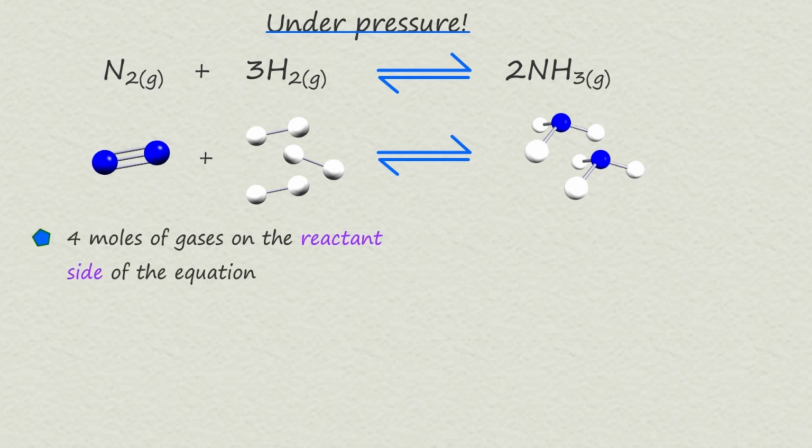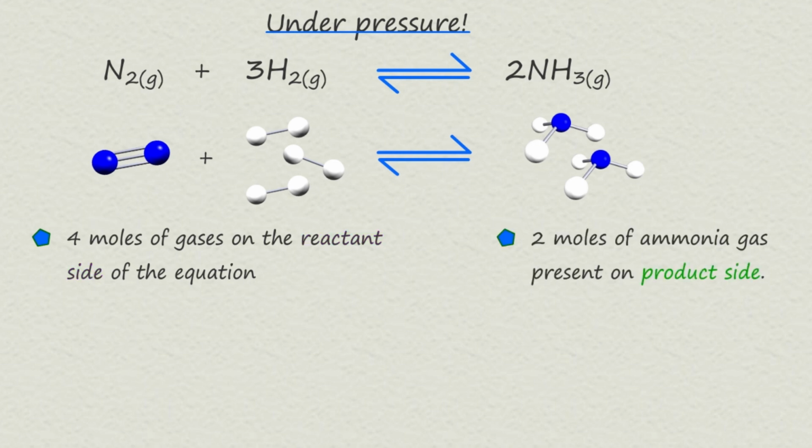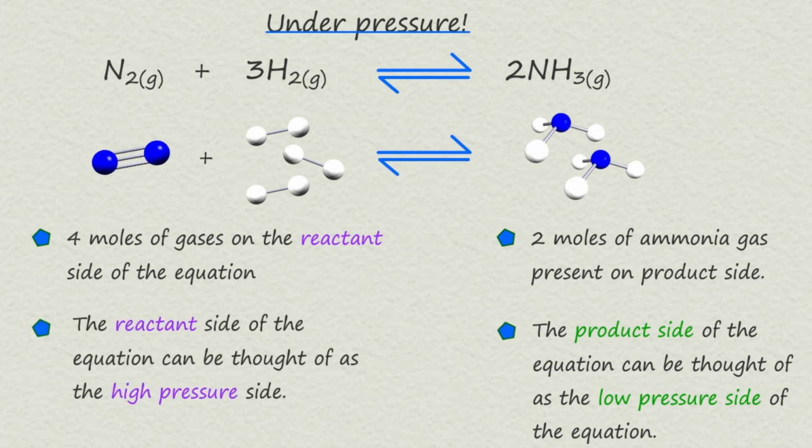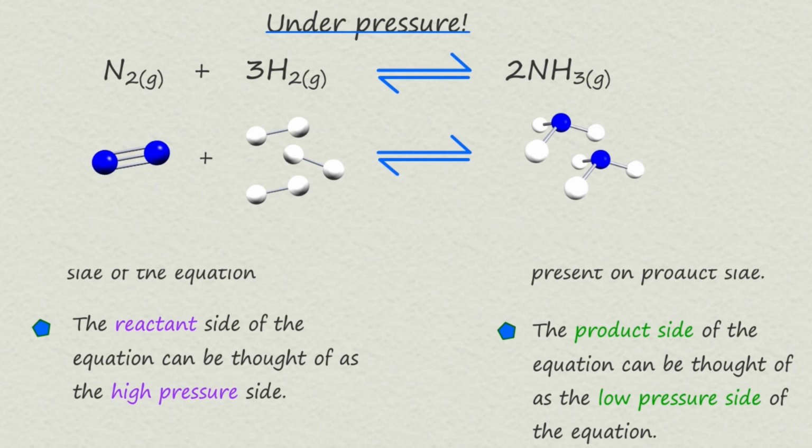Now from the equation shown for the Haber process, we can see that on the reactant side of the equation we have 4 moles of gas, that is 3 moles of hydrogen gas and 1 mole of nitrogen gas, while on the product side there are only 2 moles of ammonia gas present. We can imagine then that the product side of the equation can be considered as the low pressure side for the reaction, since it contains only 2 moles of gas, whereas the reactant side can be thought of as a high pressure side for this reaction, since it contains 4 moles of gas.